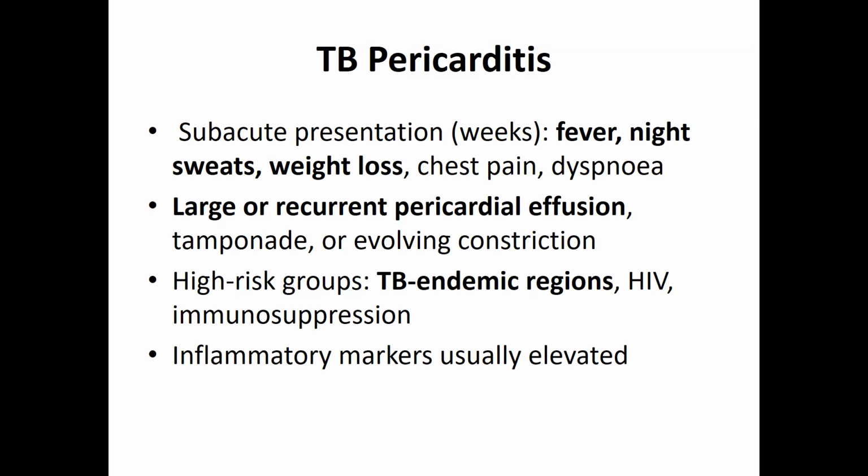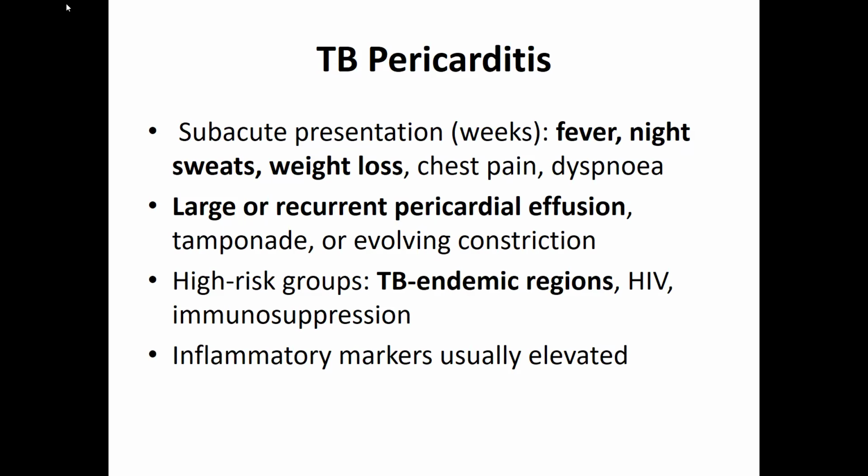The last thing in pericarditis is tuberculous pericarditis. I'm sure you'll know more about tuberculous pericarditis than I do because you're treating it more. Tuberculous pericarditis is usually a subacute presentation. The patient presents with fever, night sweats, weight loss, chest pain, and dyspnea, usually associated with large or recurrent pericardial effusion. They can have tamponade and a very high risk of developing constriction. The high risk groups are usually tuberculous endemic regions, and HIV and immunosuppressed patients.